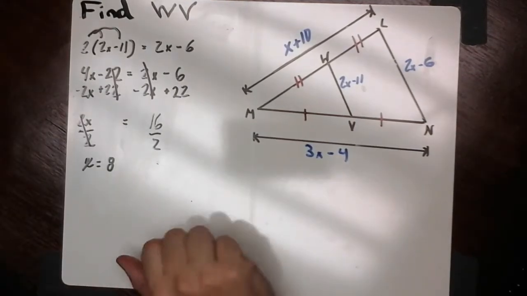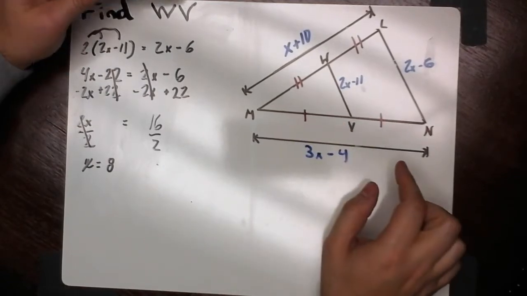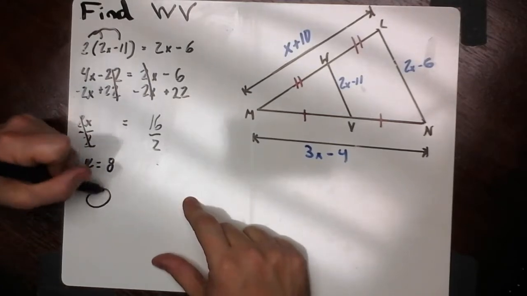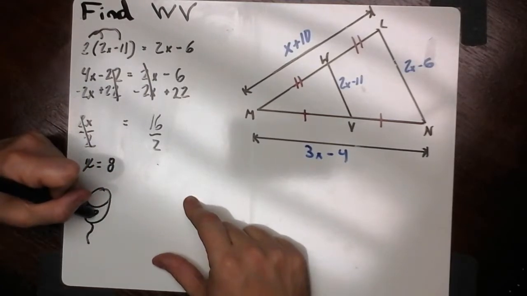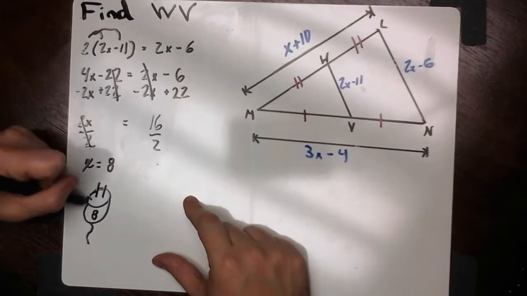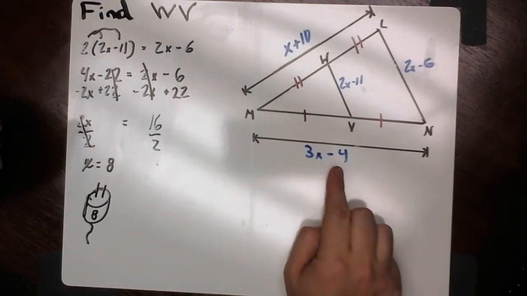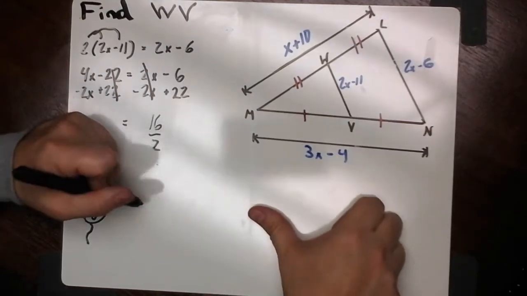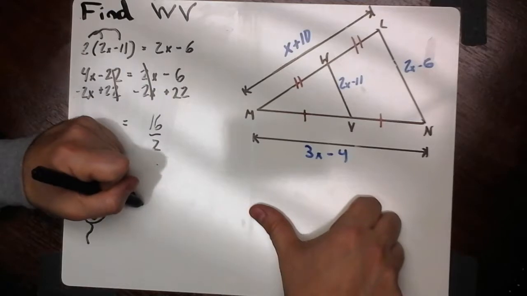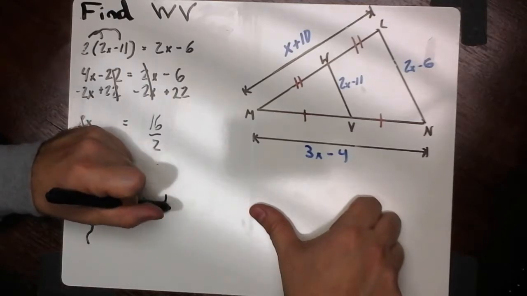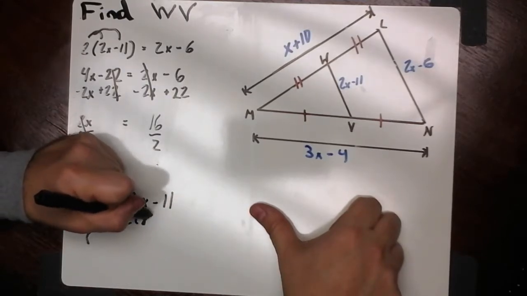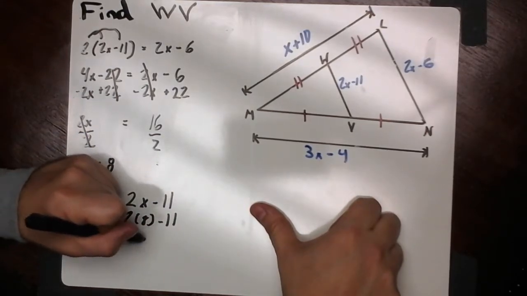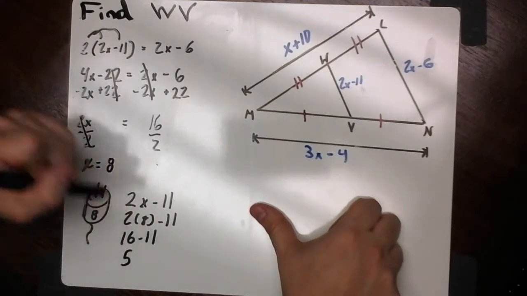But I am not done yet. I have to plug this in, right? Because I need to find the length of WV. So I'm going to plug in 8 into 2x minus 11. So now I'm going to have 16 minus 11, which is going to give me 5.